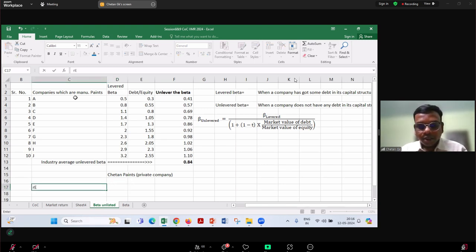RE is equal to RFR plus beta multiplied by market return minus RFR. So this beta, I don't know for my Chetan Paints. If I know what is the beta for Chetan Paints, it is rather easy for me to compute cost of equity, RE. And every other component I can easily compute for my company. Is it clear, everybody? Why are we doing this?